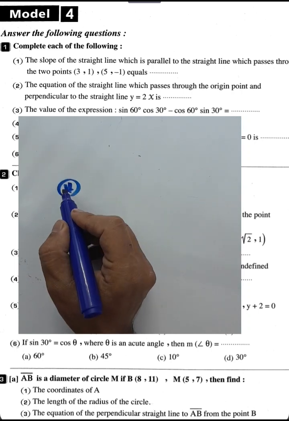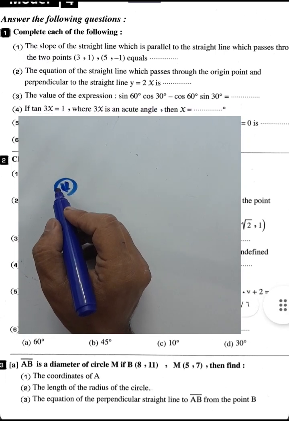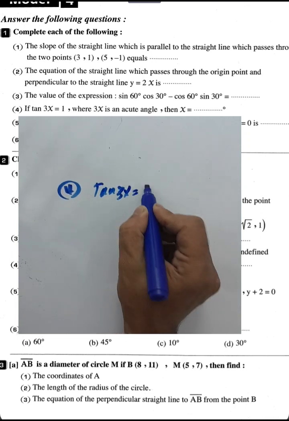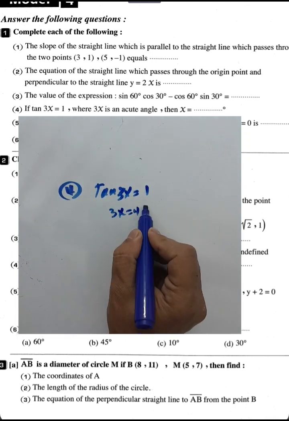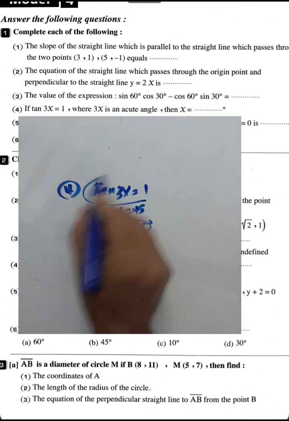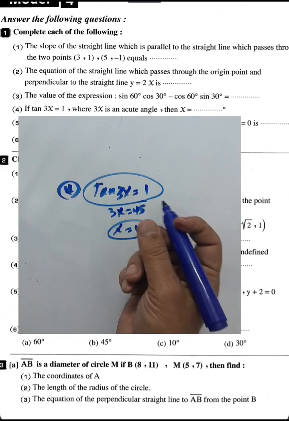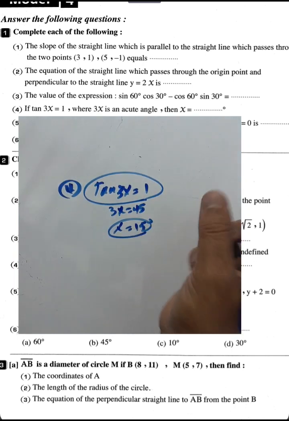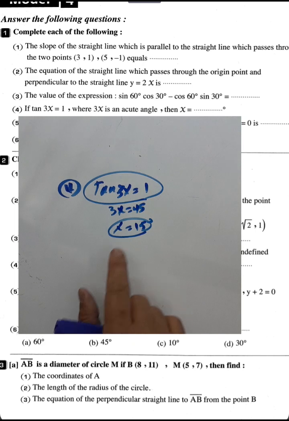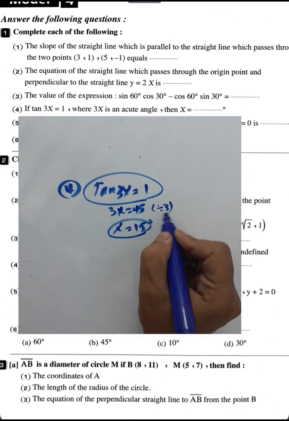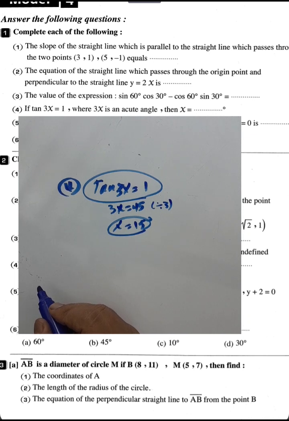Question number 4. If tan 3x equals 1, then 3x will be 45, then x will be 15 degrees. We can write shift tan 1 by using the calculator. Shift tan 1 will give you 45. Then you find the value of x by dividing by 3. Okay, it's very easy for you. x will be 15.